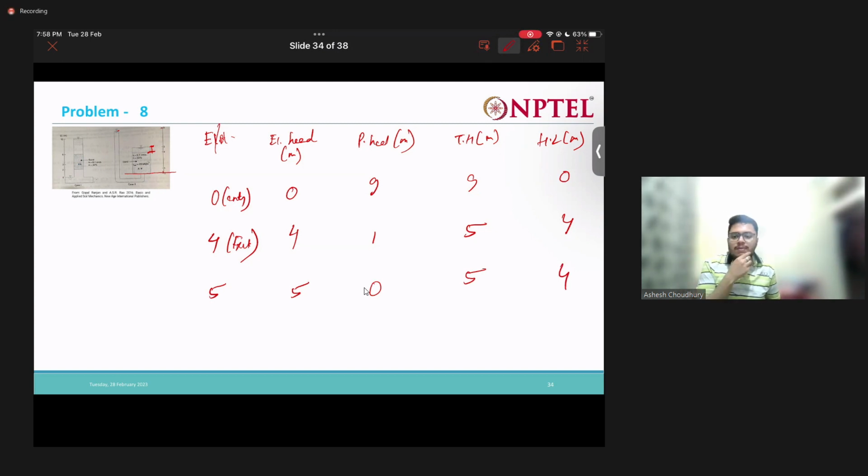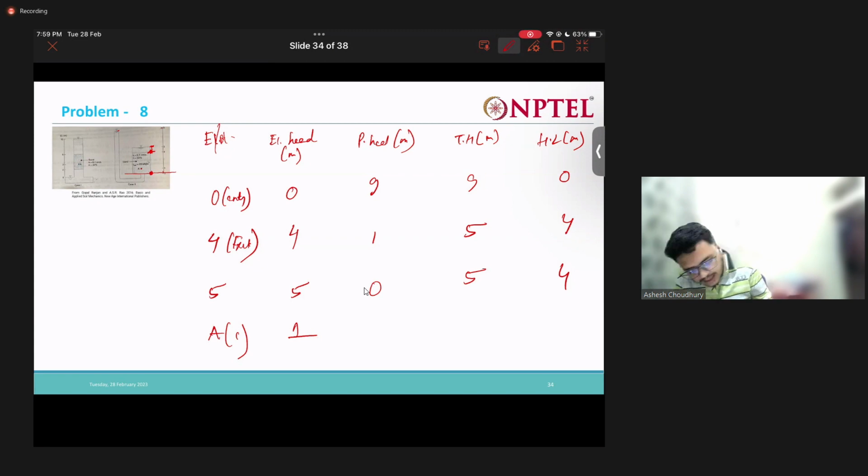Now how to determine my pressure head? I know, at this point, A point or 1 point, my elevation head is 1. But do I know my pressure head? No, right? How can I calculate the pressure head? So what we need to do is actually back calculate it.